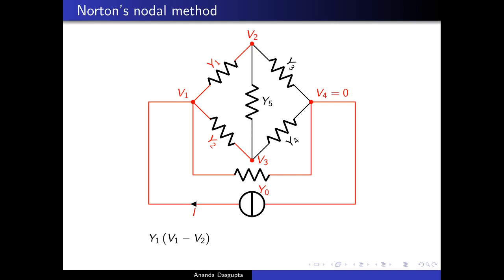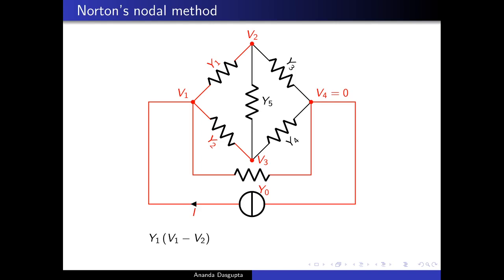Although we are used to thinking of Ohm's law as the voltage difference V1 minus V2 divided by the resistance, it is also V1 minus V2 times the admittance. Now, this is something which is very elementary but which has to be stressed because very often people get confused about this.